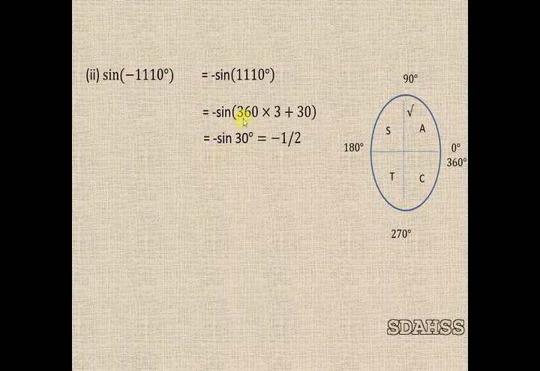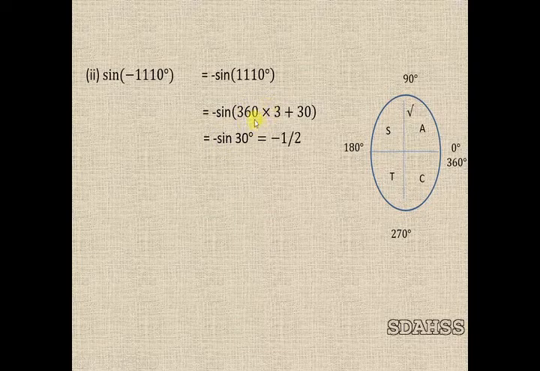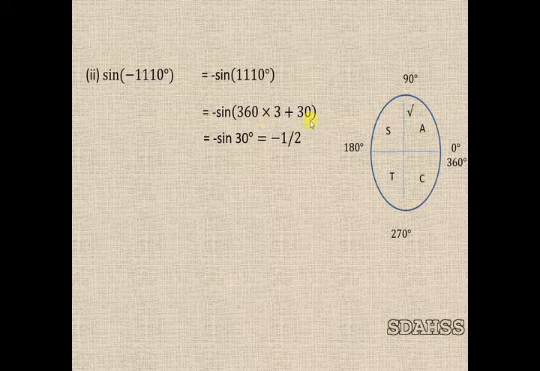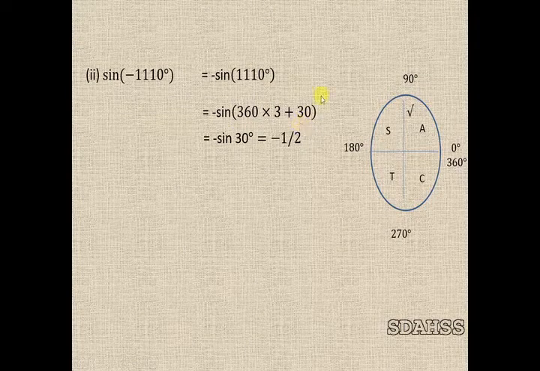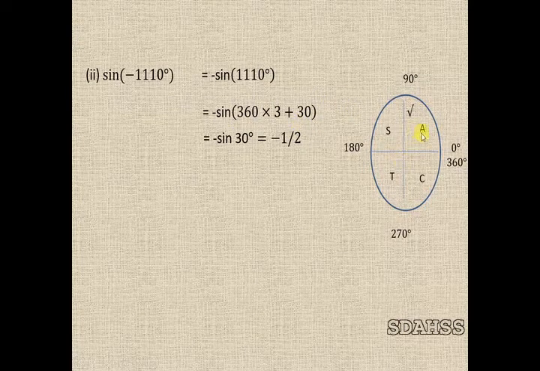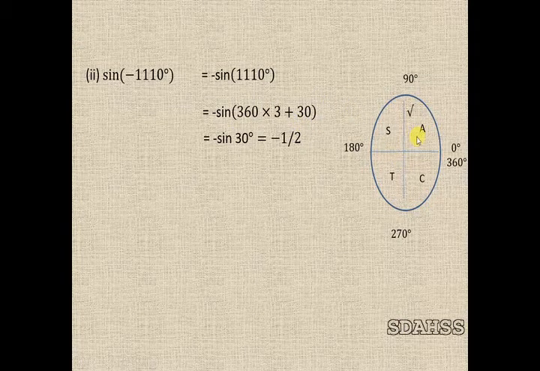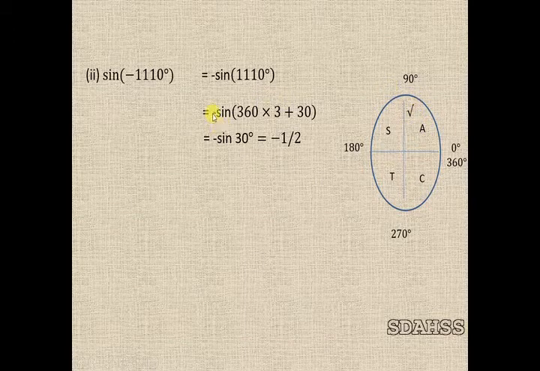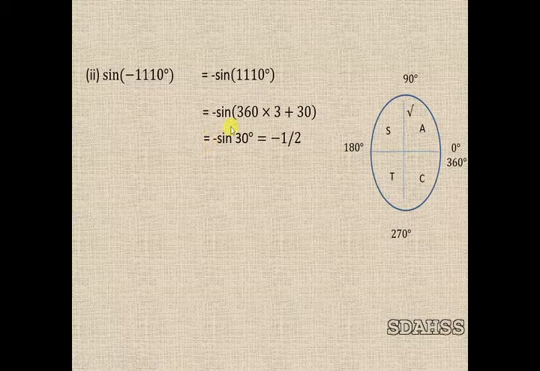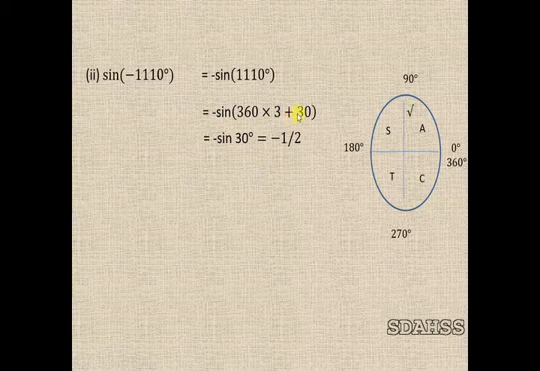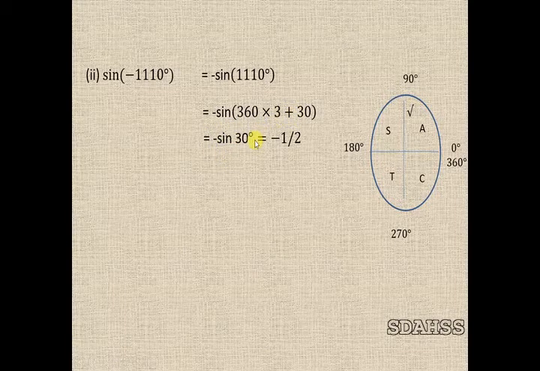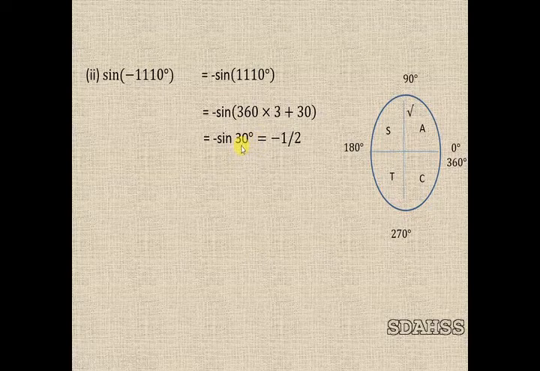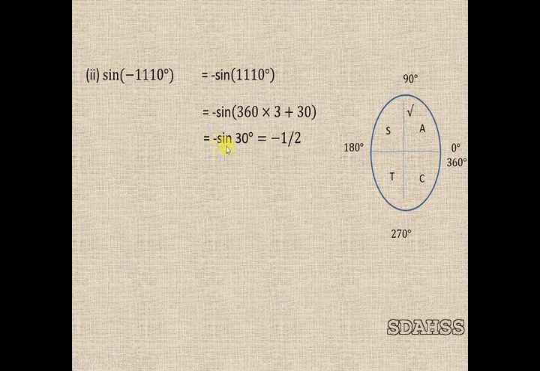We can consider this as 360 plus theta. 360 plus theta is in the first quadrant. In the first quadrant, all are positive. So you keep this minus sign as it is. So sin 360 plus theta means sin theta. So sin 30 degree. The value of sin 30 is 1 by 2. So minus 1 by 2.